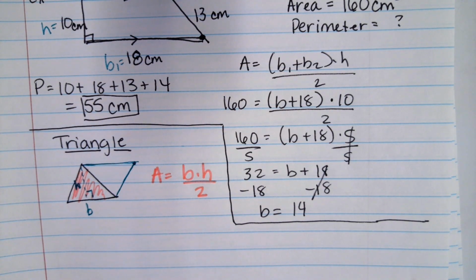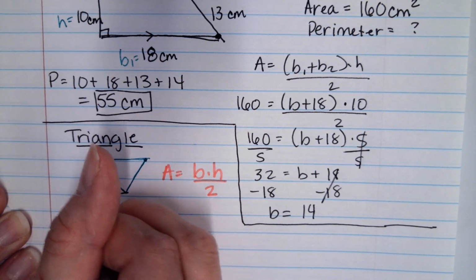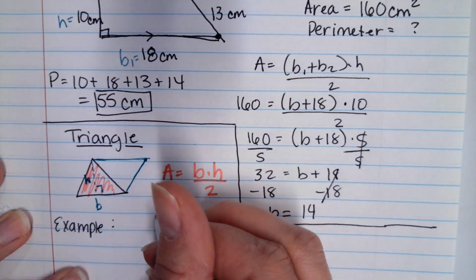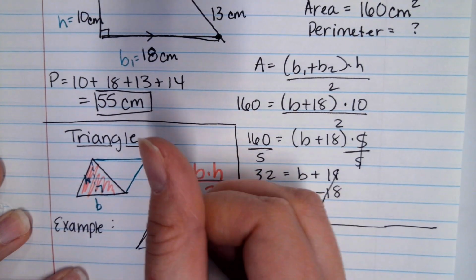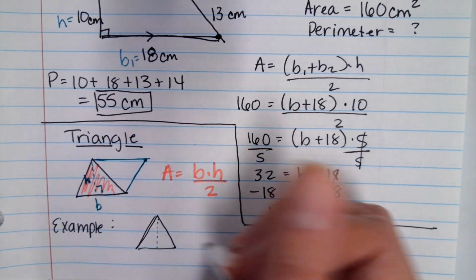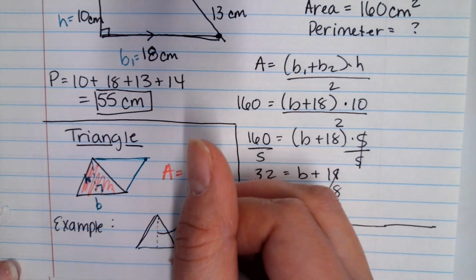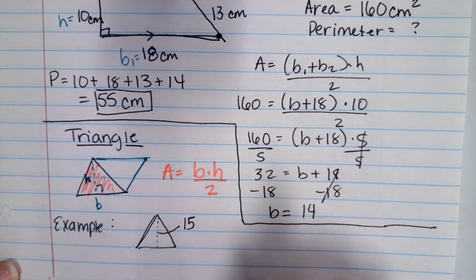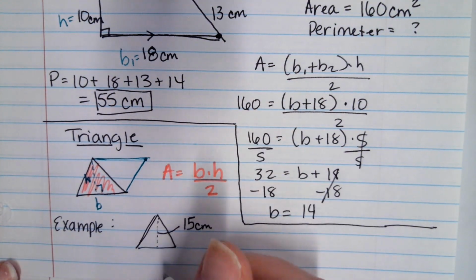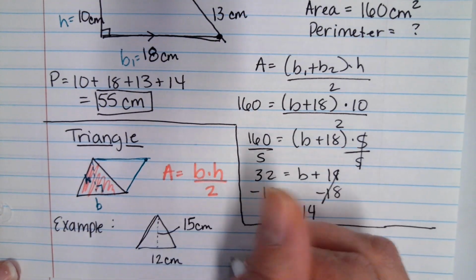I think I can squeeze an example down here. I don't like that I keep drawing acute triangles, but whatever. It's the choice I made and I'm committing to it. Let's do 15 centimeters. And let's do 12 centimeters. What is the area?